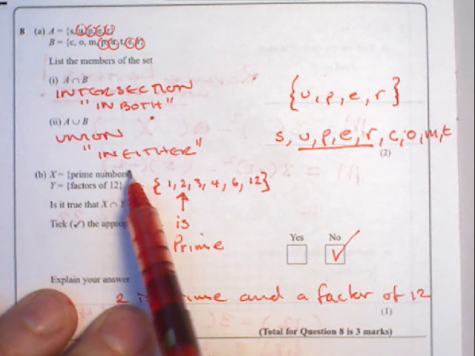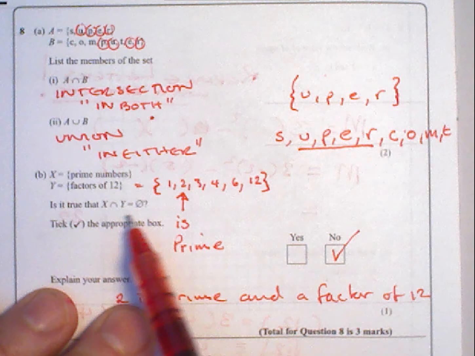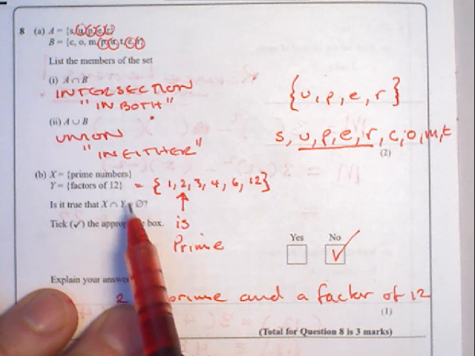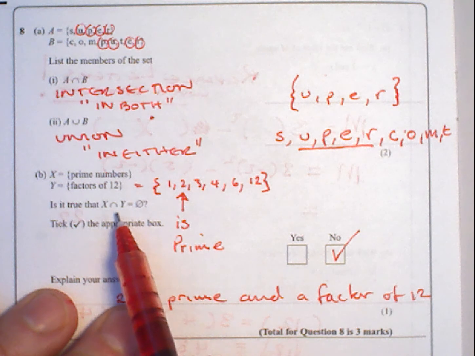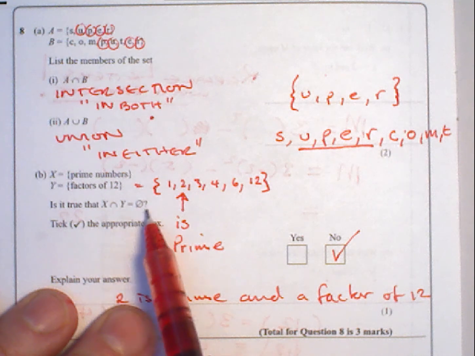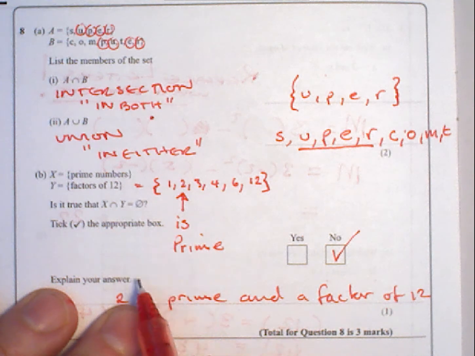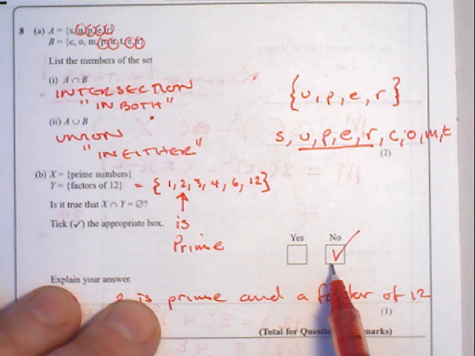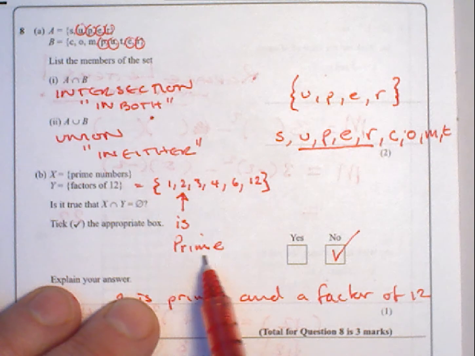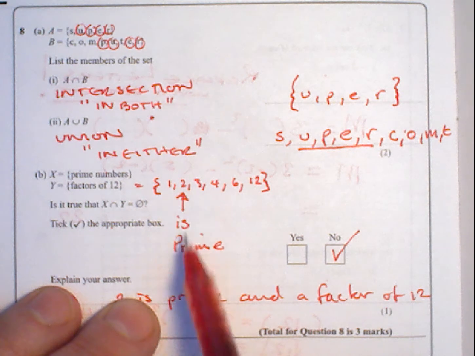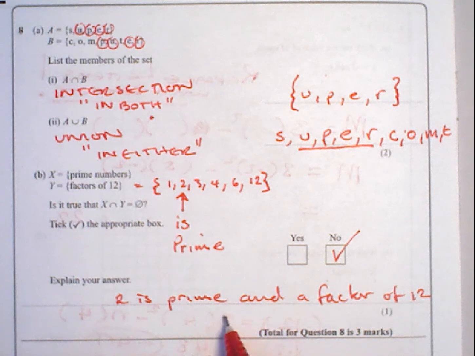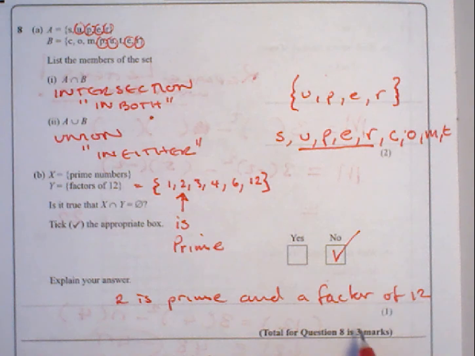Here, x are prime numbers, y is a factor of 12. Is it true, okay, that the intersection where they overlap is empty? That's what that means, the empty set. And the answer is no, it's not true, okay, because it turns out that 2 is a prime number. It's the only even prime number. 2 is prime and a factor of 12, so it's not true.